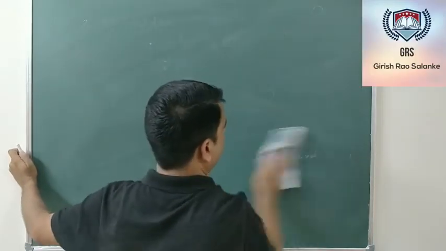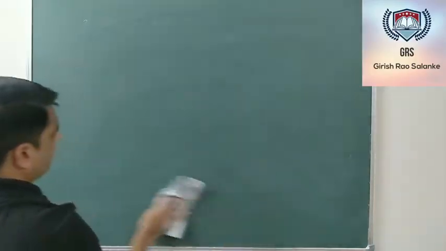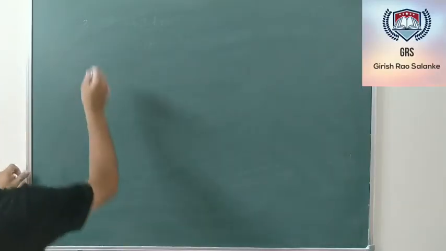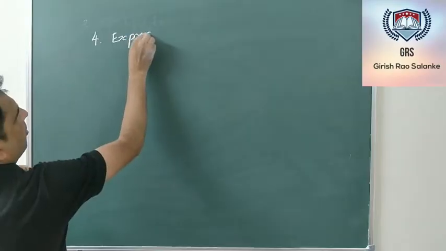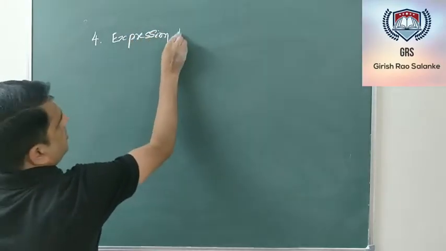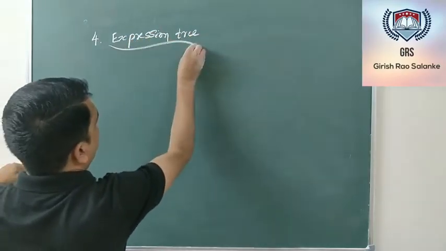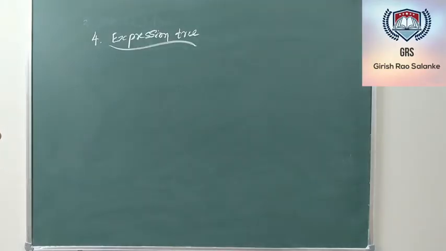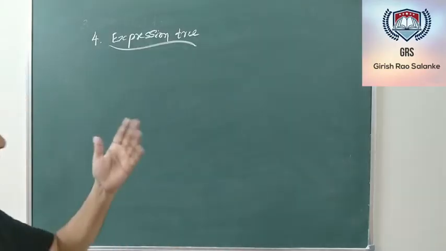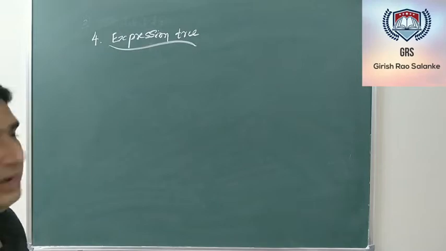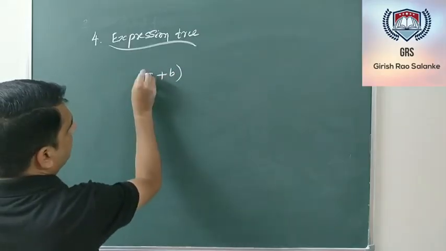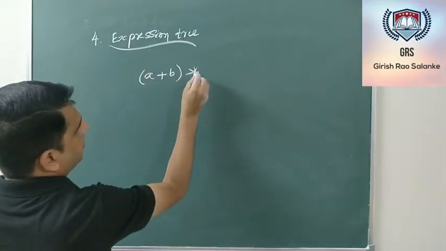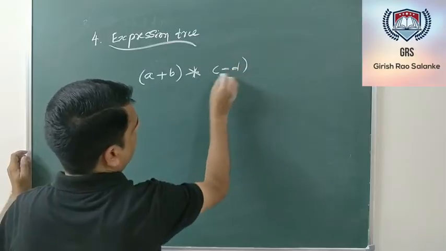The next binary tree, the fourth one, we call an expression tree. I'll discuss what we mean by an expression tree as we proceed further. We need to discuss some algorithms on the expression tree too. Assume that there is an expression, a plus b multiplied by c minus d, something like this.